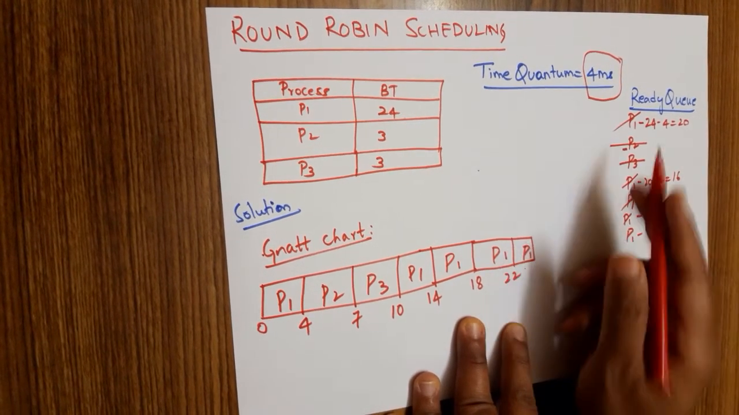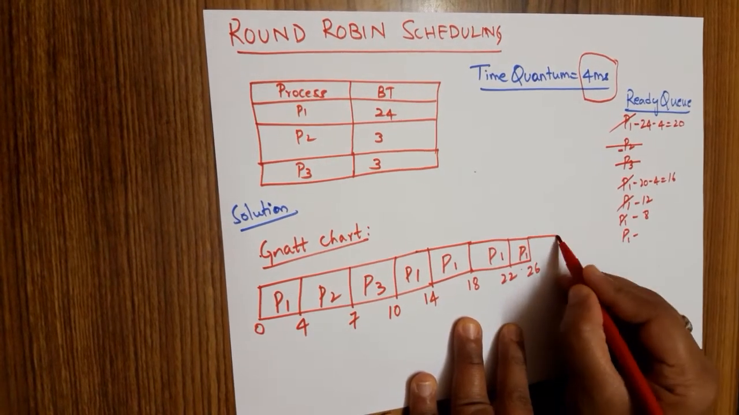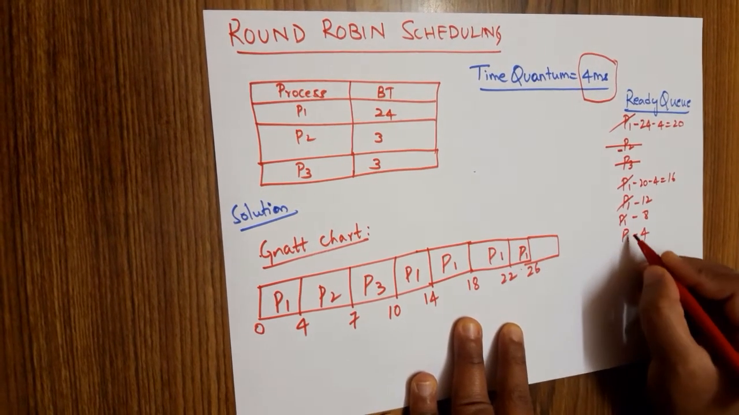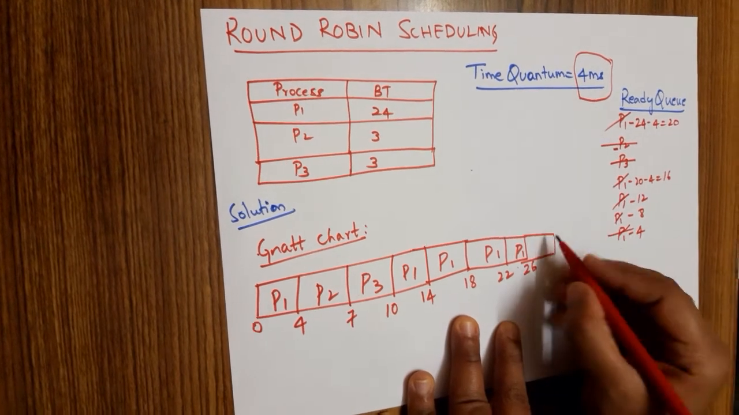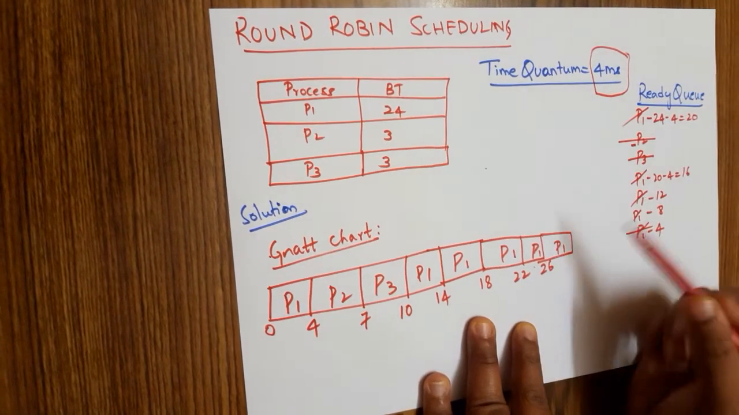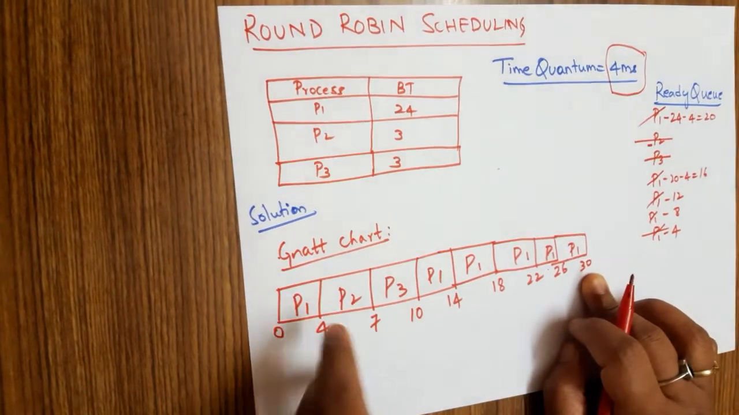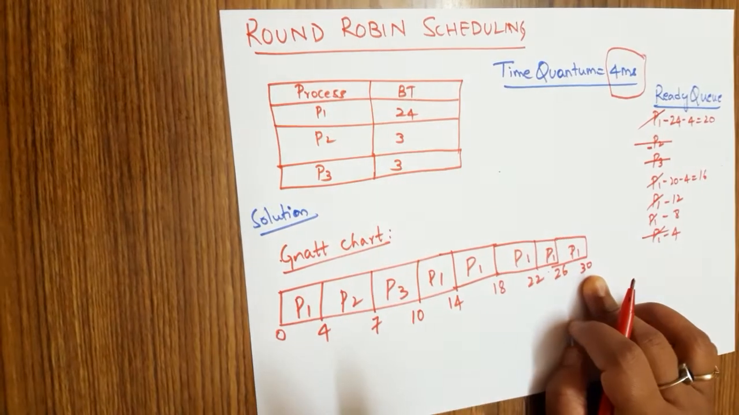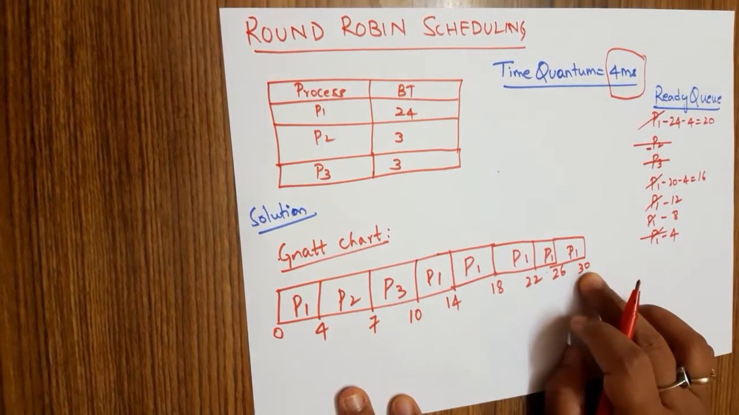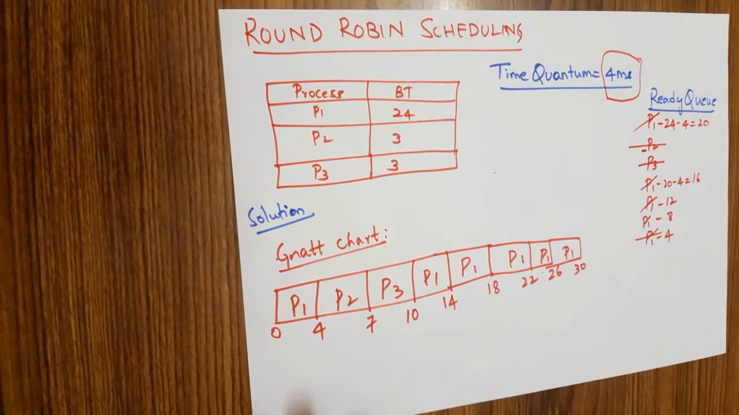So 22 plus 4 is 26. Then the remaining is 4. It will now complete its execution, 4 milliseconds: 26 plus 4 is 30. When the time is 30, process P1 completes its execution. Why does it do so? Based on the quantum time given in the question.